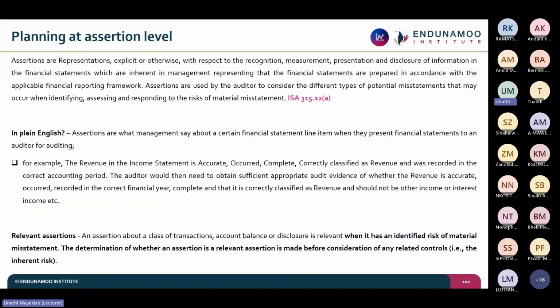When we give an audit opinion, we are saying that the financial statements are free of material misstatement, either by fraud or error, and are fairly presented in accordance with the financial reporting framework. Management then comes and says, we assert that because we have internal controls, our transactions are accurate, they have occurred, they are complete, they are correctly classified, and they are recorded in the correct accounting period. An assertion is a claim that management is making. So that's basically what you're auditing. You are auditing the claim that management is making about their financial statements.